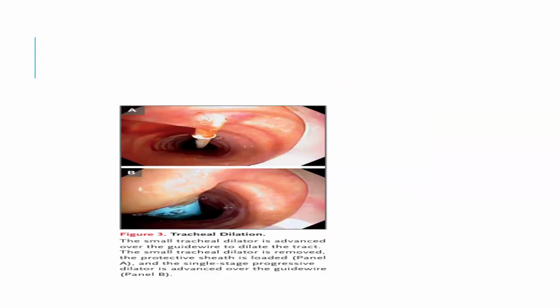This is the picture showing the tracheal dilator. A small tracheal dilator is advanced over the guide wire to dilate the tract, and the small tracheal dilator is removed. The protective sheath is loaded, and the single stage progressive dilator is advanced over the guide.